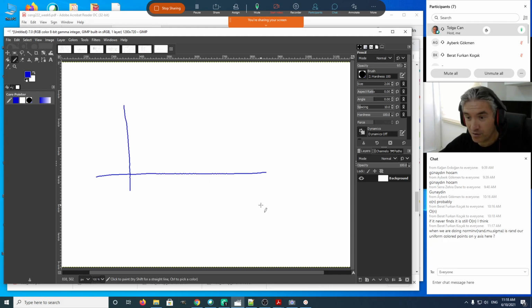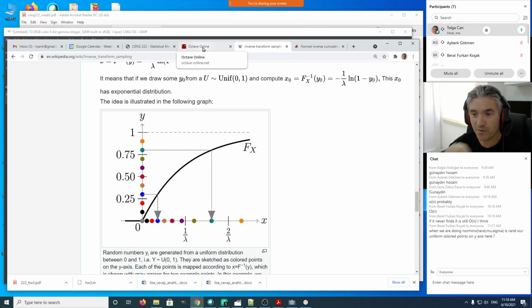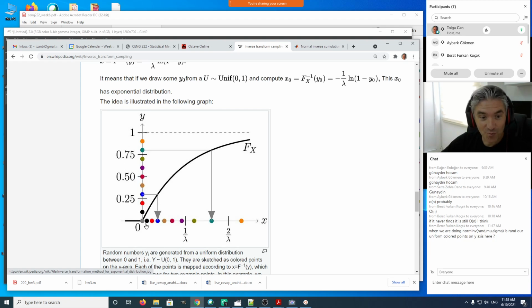Oh yeah, exactly. So when we are doing this, sorry, let me read the question first. Furkan is asking, when we are doing the norm in rand mu sigma, is rand r uniform color points on the y-axis here? Exactly. When we run that rand function, it gives us uniformly distributed values between 0 and 1. Since the y-axis in CDF is between 0 and 1, we generate uniformly random numbers between 0 and 1. Those are the color points on the y-axis.